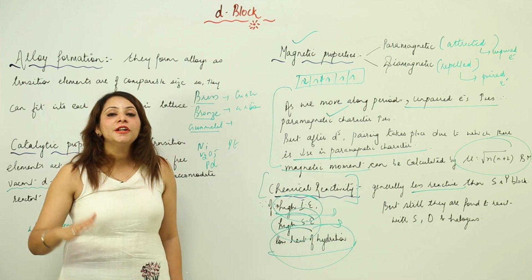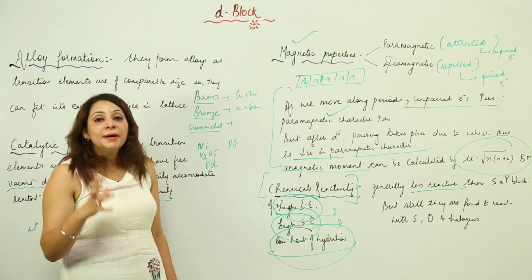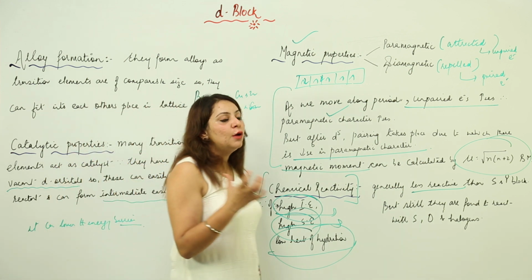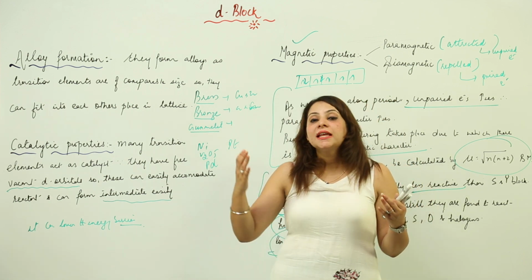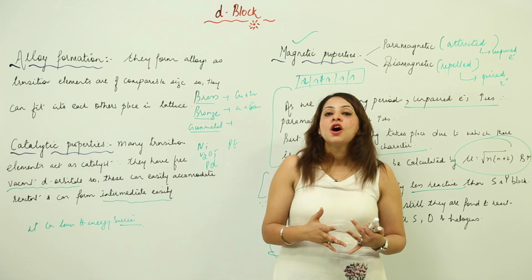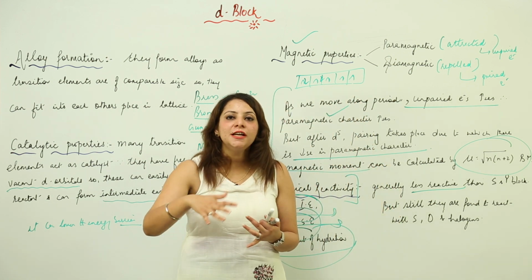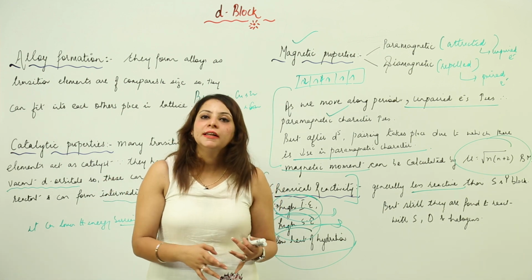So we can account for their less reactivity, that they are actually less chemically reactive, but still you know that we find them in a reactive state with some of the elements, and they are generally sulfur, oxygen and halogens. They are mostly found in combination with these elements, that is sulfur, oxygen and halogen.